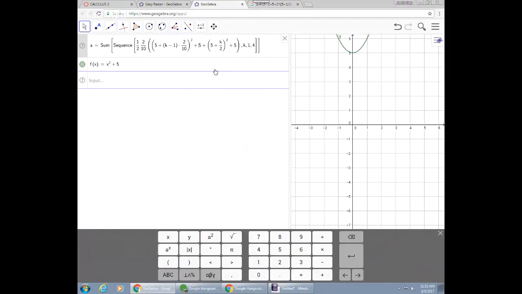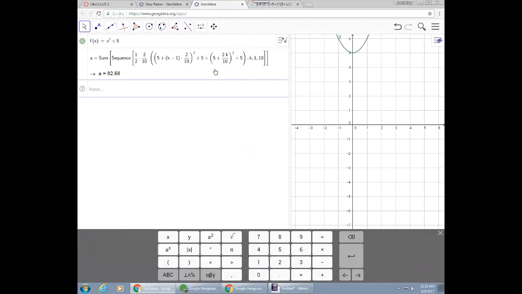All right, and then over here, I would want to clean this up. I guess I could write it as 2k/10, and then do it 10 times. 1/2 of h, 5 plus k minus 1 h, 5 plus kh. I think that looks right. So if I hit enter, GeoGebra says a better estimate is 82.68.